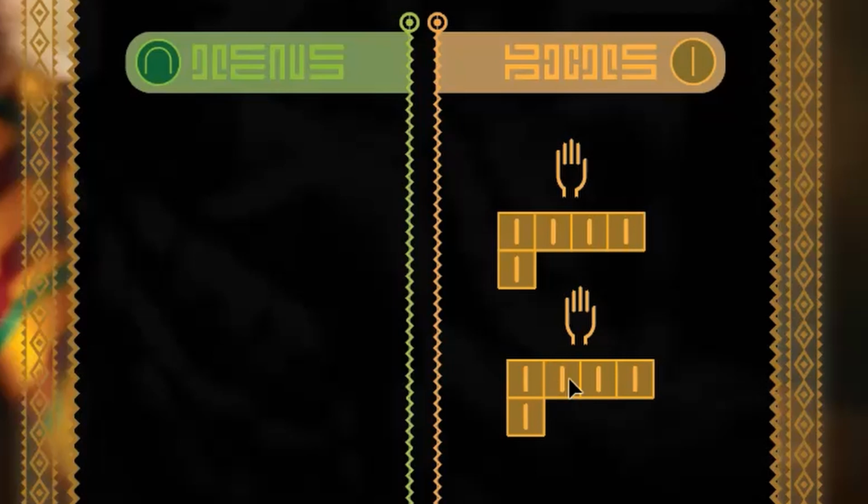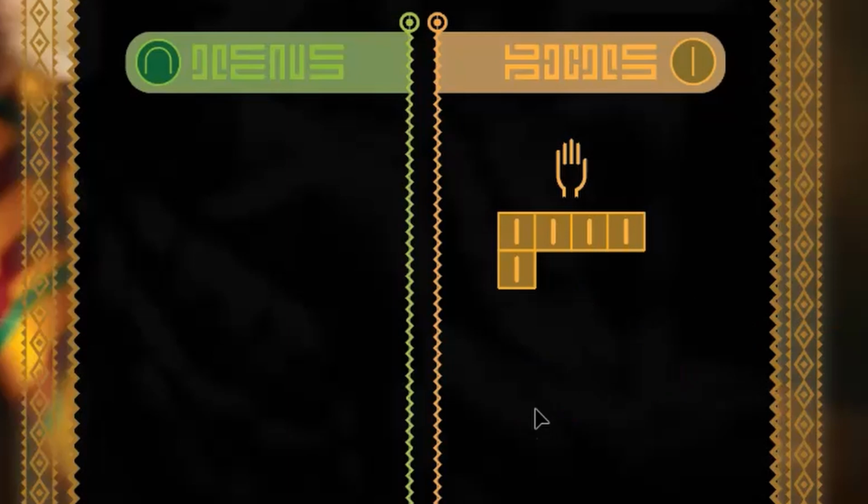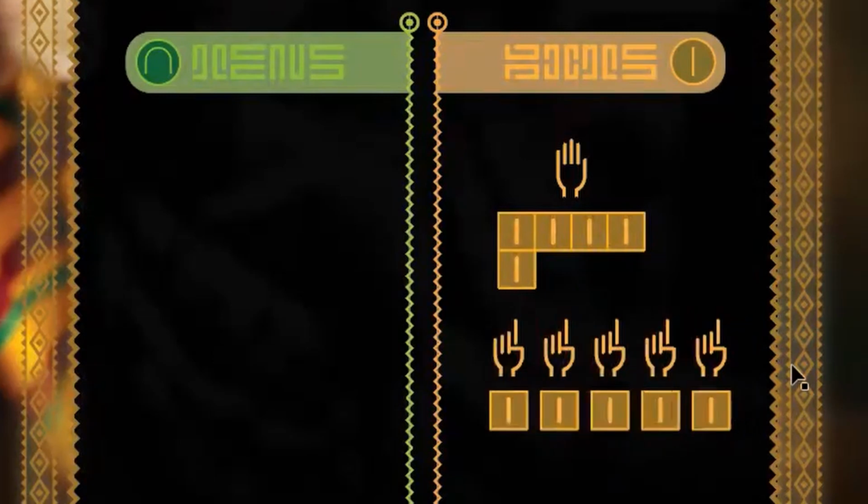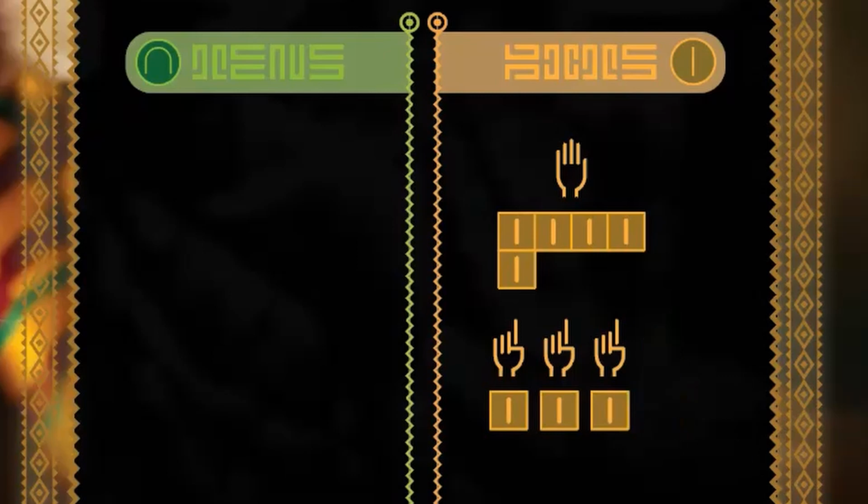Then we can clear a hand and bring in 5 digits. So now that we have one hand, which is 5, and then we have 5 digits, that is exactly the same as 10. So now we can start counting away the digits. So this would be 10, 9, 8, 7, 6, 5.